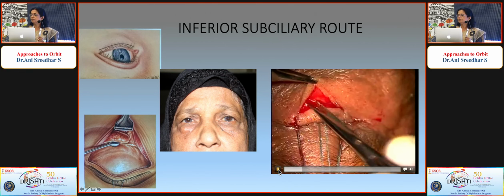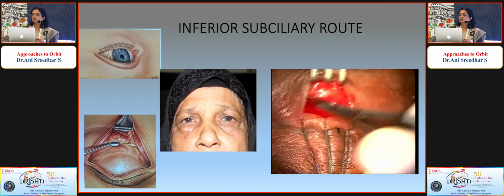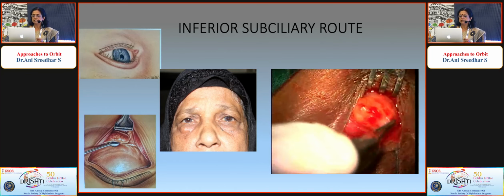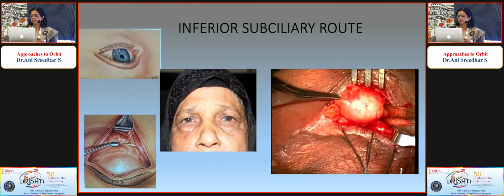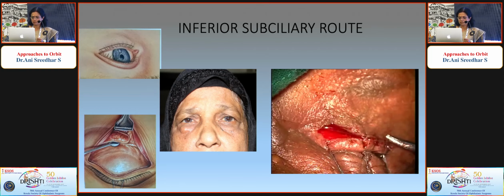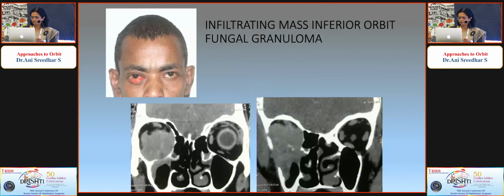And how do you know if a mass is anterior to the septum or posterior to the septum? Ask the patient to look up, tense the septum, and if it's becoming more prominent, it is anterior to the septum. This was straddling the septum. So this was taken out through the subciliary route with good cosmetic effect.